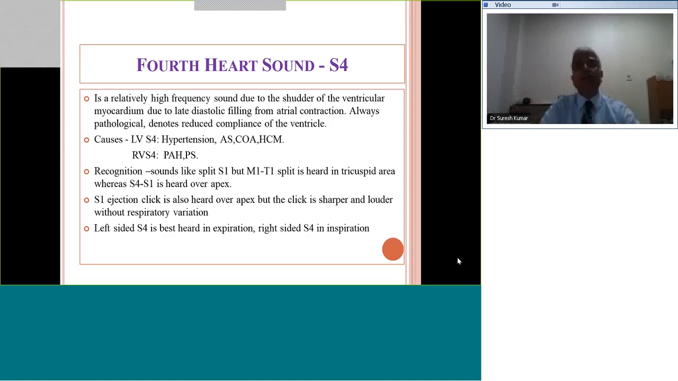If it is an S1 and an ejection click, then again you can get a problem. The ejection click follows the first sound, and you are hearing what looks like a split first sound. Here, the click is sharper and louder and it has no respiratory variation. It's a constant click, as we will explain later. The click heard over the apex beat is a constant click. So there is no respiratory variation and the click is sharper. Remember, the left-sided S4 is best heard in expiration and the right-sided S4 is best heard in inspiration.